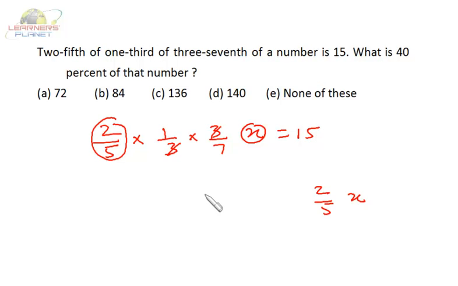It's 15 into 7. Since 2/5 of x is left over here, that 7 will go to this side, so it's 15 into 7, that is 105. Okay friends, which is none of this over here.